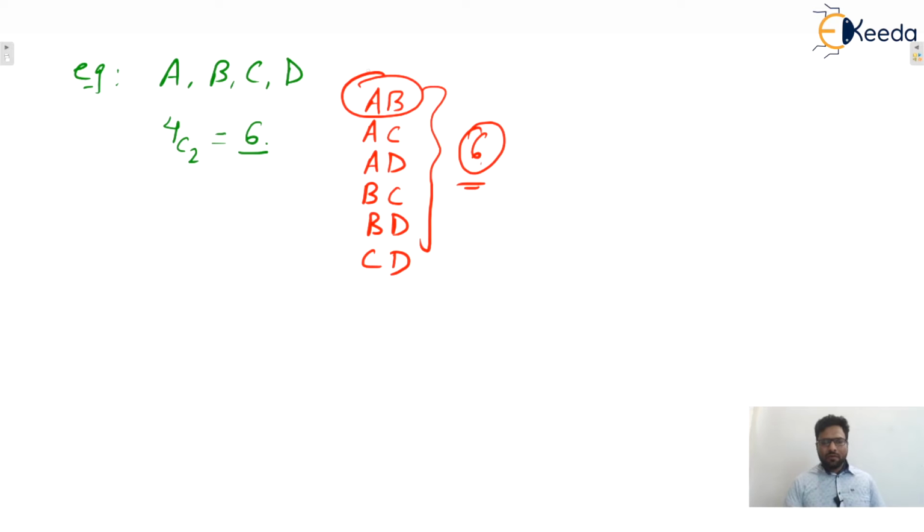Remember guys, here we are selecting AB, that is the same as BA in case of combination. Yes or no? So in case of combination, selecting AB is the same as selecting BA, because ultimately we selected both A and B. So in case of combinations, order doesn't matter. But if it is a question of permutation, permutation means arrangement, then order will matter. Then AB is different from BA. Yes or no? I think this one is clear.